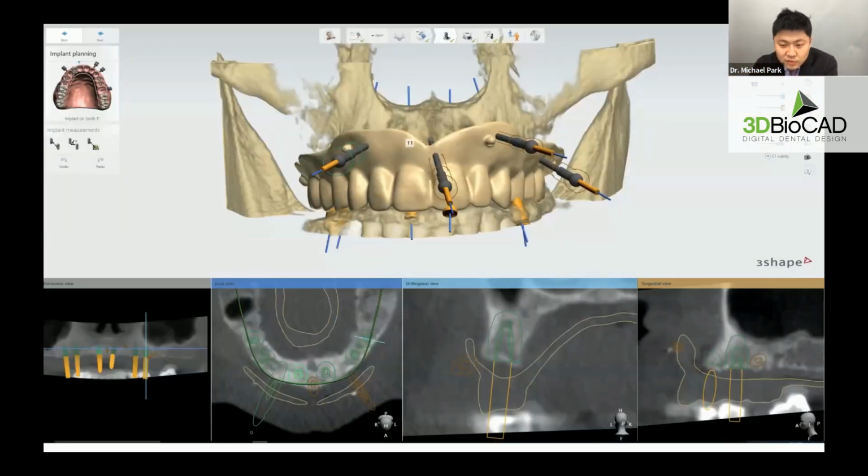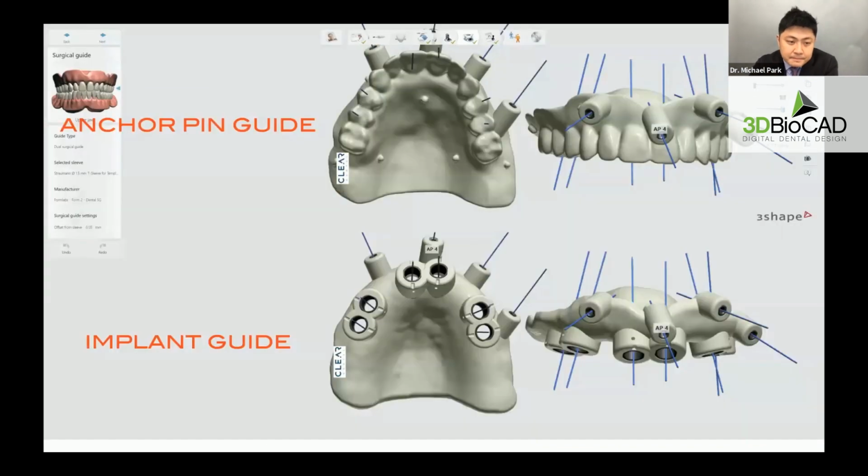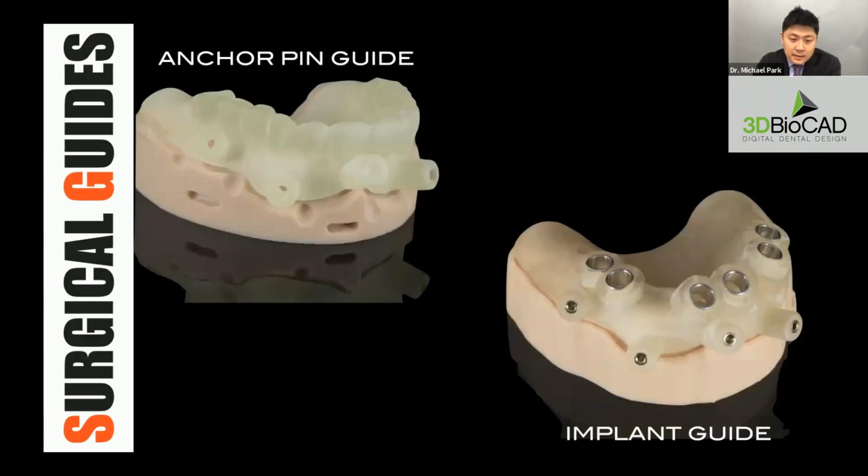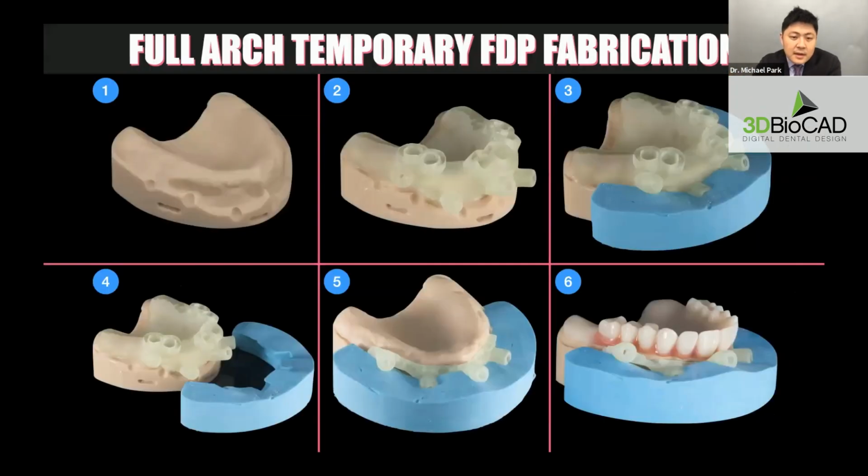Okay, and then of course we do our implant planning and make our two surgical guides, the anchor pin guide and the implant guide, and then fabricate the guides. In this case, I wanted to immediately load the implants, of course, as long as there's adequate primary stability. So the way I decided to make the temporary is that I wanted to use the anchor pin to position the temporary in the correct position.